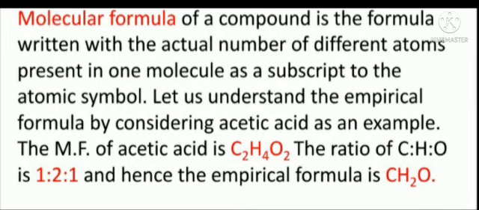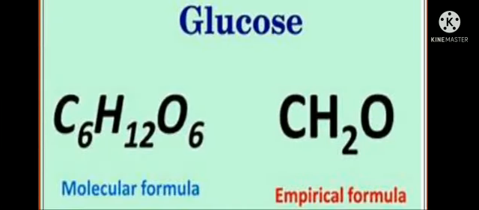Consider acetic acid with the molecular formula C2H4O2. The ratio of carbon, hydrogen, oxygen is given by 1:2:1. Hence, the empirical formula is CH2O. Again, I repeat, the molecular formula of acetic acid is C2H4O2, where the empirical formula is CH2O.